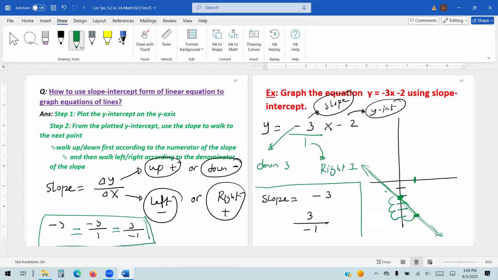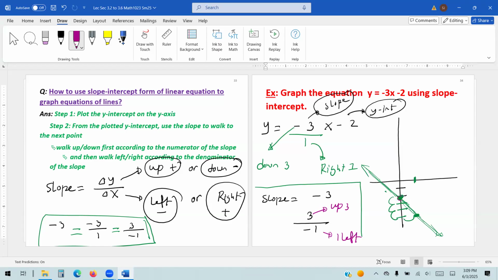Now observe how you're going to work. Our numerator is positive this time. So if the numerator is positive, which direction do you go? Up. So we are going up 3. And this time our denominator is minus. Minus means which direction? Left. So we are going 1 left.